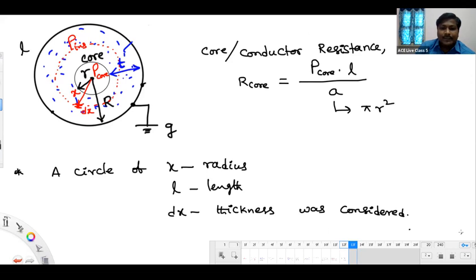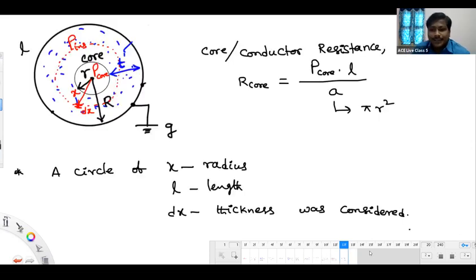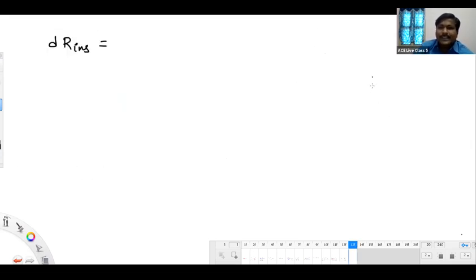So I'm writing in the next slide. Insulation resistance of the thickness you have considered, dr insulation. Generally, the resistance formula is rho L by A. All of you look here, please. That's the formula. What is rho? Rho insulation, we should say.